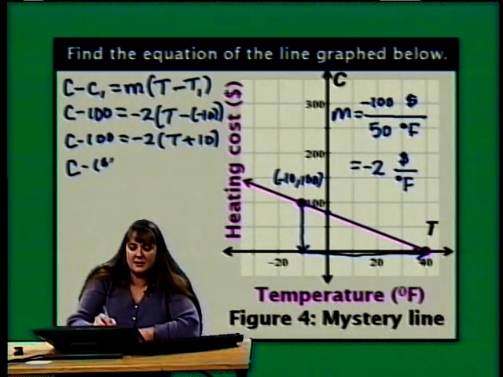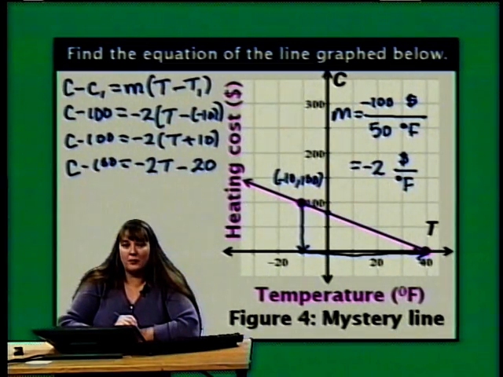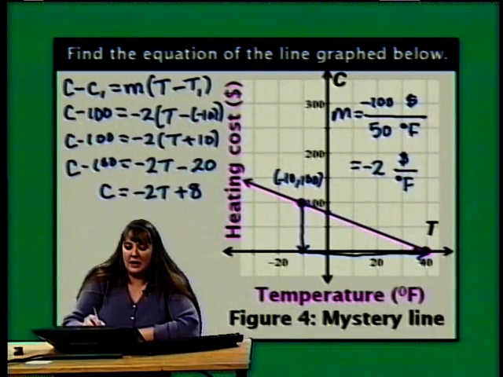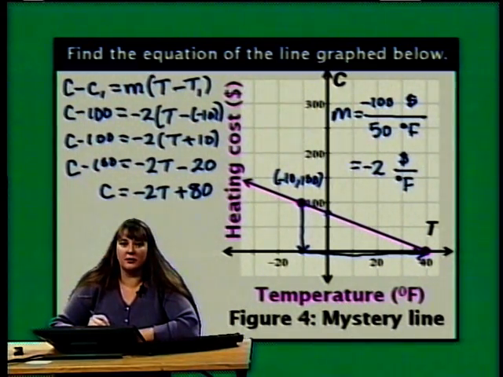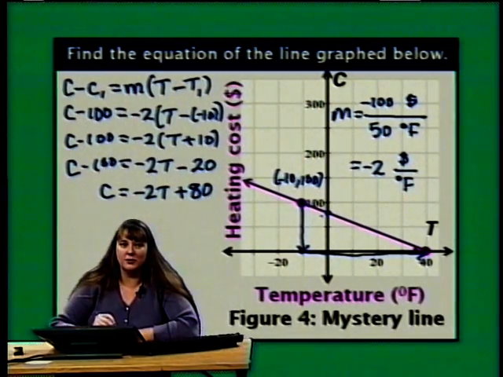And let's distribute the negative 2. So c minus 100 equals negative 2t minus 20. And add 100 to both sides. So c equals negative 2t plus 80. Well, before I started all of this, I said it wasn't clear exactly where the vertical intercept is. But it does seem reasonable that b is 80, that the vertical intercept is 0, 80. That's between 50 and 100, and closer to 100, which is what I predicted.